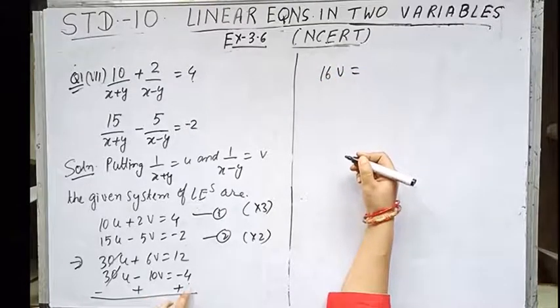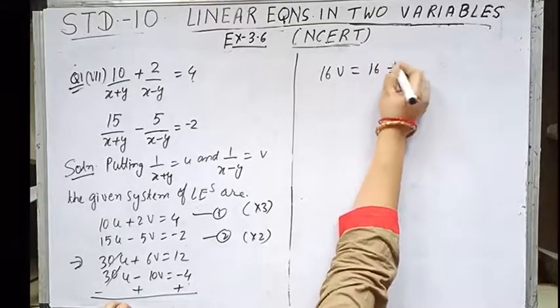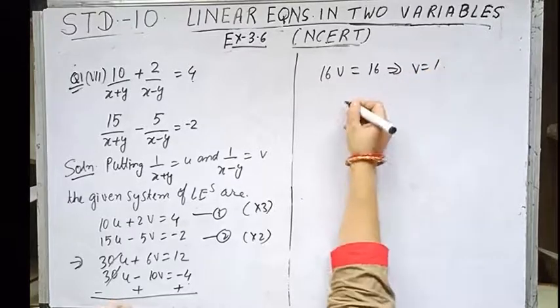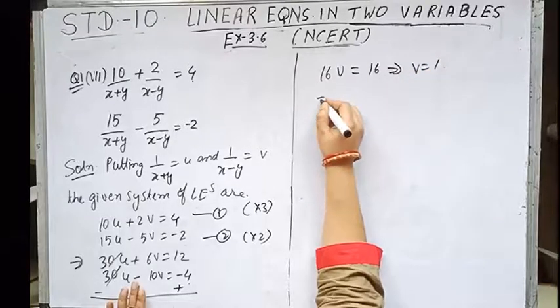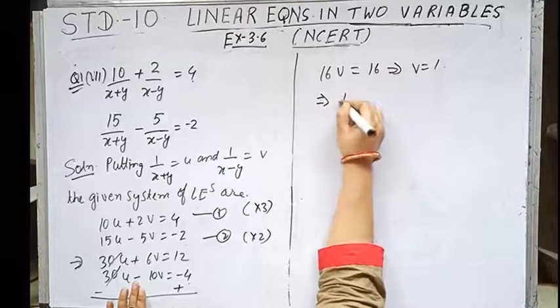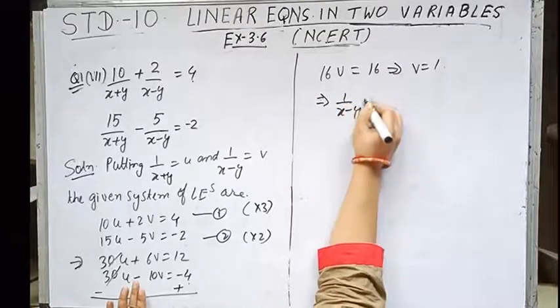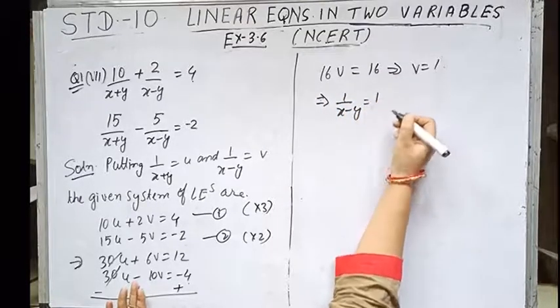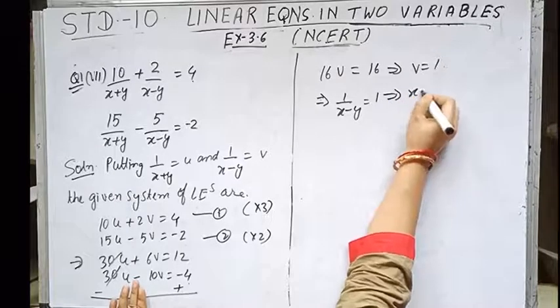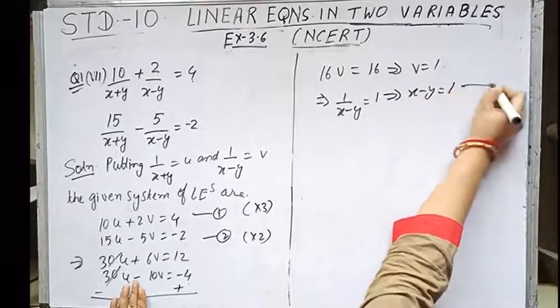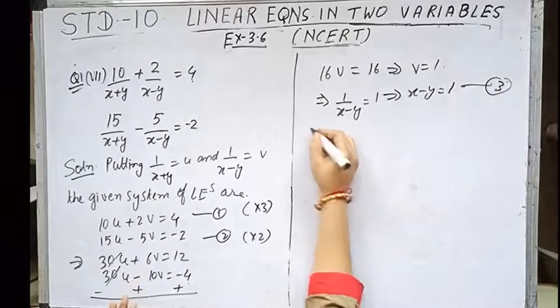16v equals 16. This implies v equals 1. So 1 by x minus y equals 1. This implies x minus y equals 1. Let us make it equation number 3.